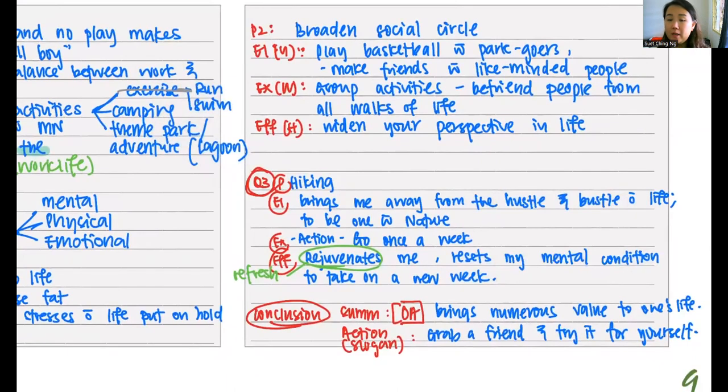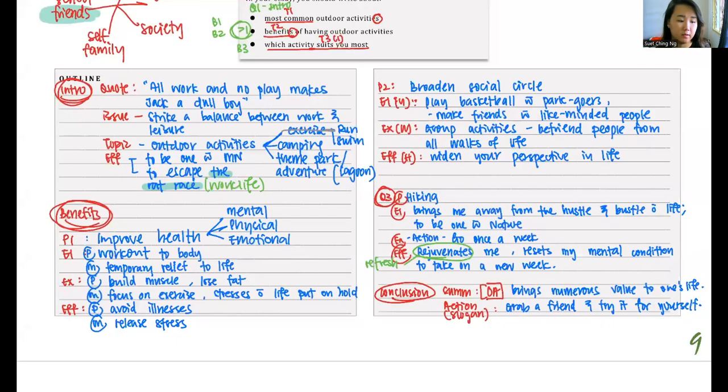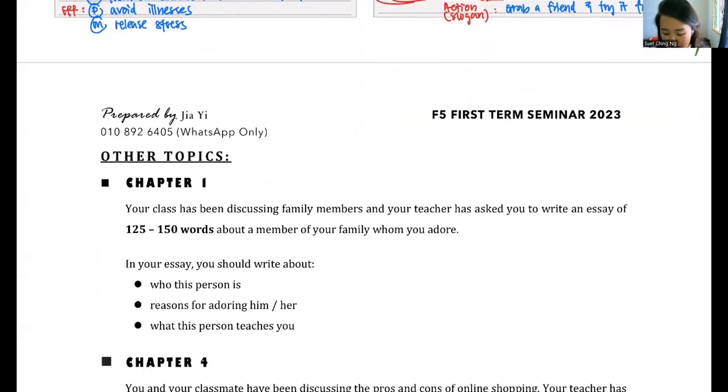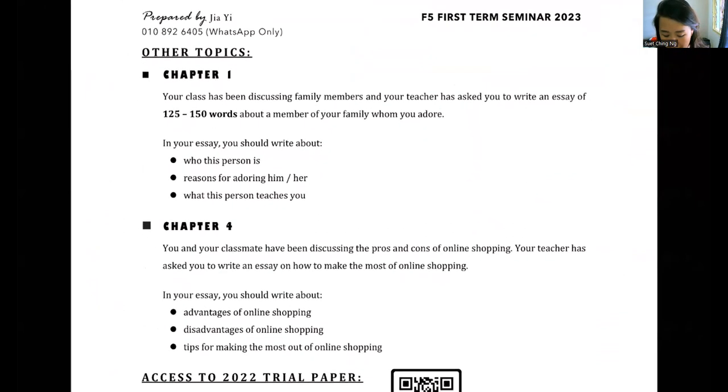Okay. Now let me give you a bit of time to just write everything down. Let me know if there are peribahasas or vocabularies that you need some explaining before we move on. Okay. Now that everybody is finished, I want you to take note of something. So we are actually about done here, but let's take a look at this now.